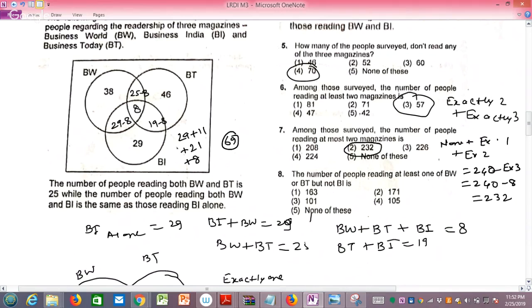So from 240, sorry, no, total 170 are reading at least 1 or 2. Of the total 170, 69 are reading BI. So if I remove 69, they will be reading either BW or BT or BW plus BT. So I just remove 69 from 170, so I get 101, and that will be the answer. Option 3, 101 is the answer. Okay, so just note down the answer. These are the 4 answers which are there.